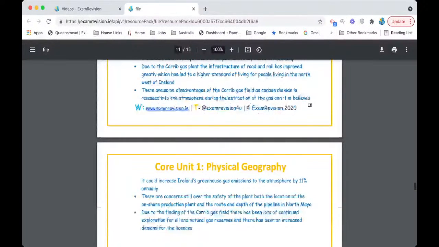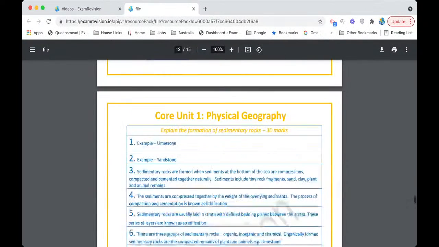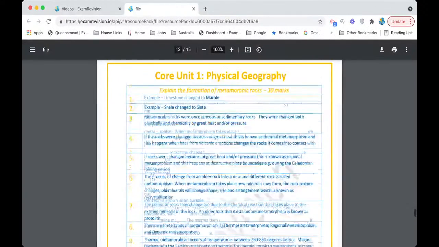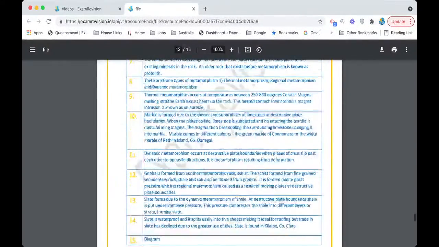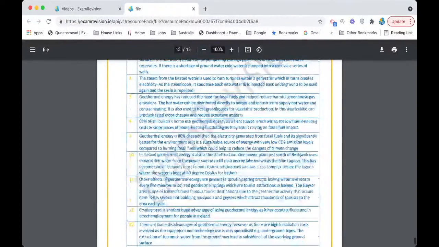Past paper questions, you click on that, and all the past paper questions will be broken down by topic. And then you've got your sample answers done out in the way that I showed you, with the different structure sheets that I like to use. Okay, and those H1 answers are there, and students can then use them.